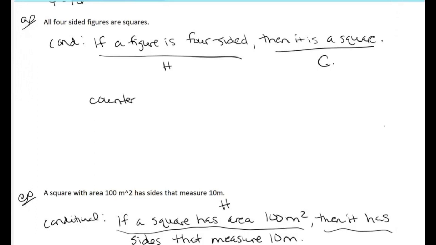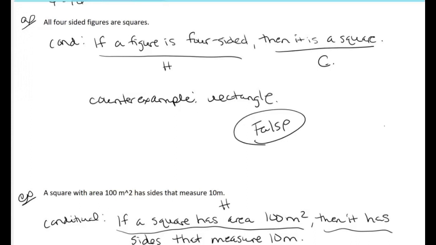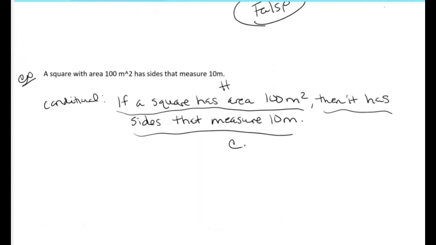So a counterexample would be a rectangle. That is a 4-sided figure. That is not a square. You could also do a rhombus. You could also do a trapezoid, right? But we only needed 1. And in providing just 1 counterexample, our conditional is false. Okay? Let's do one more.